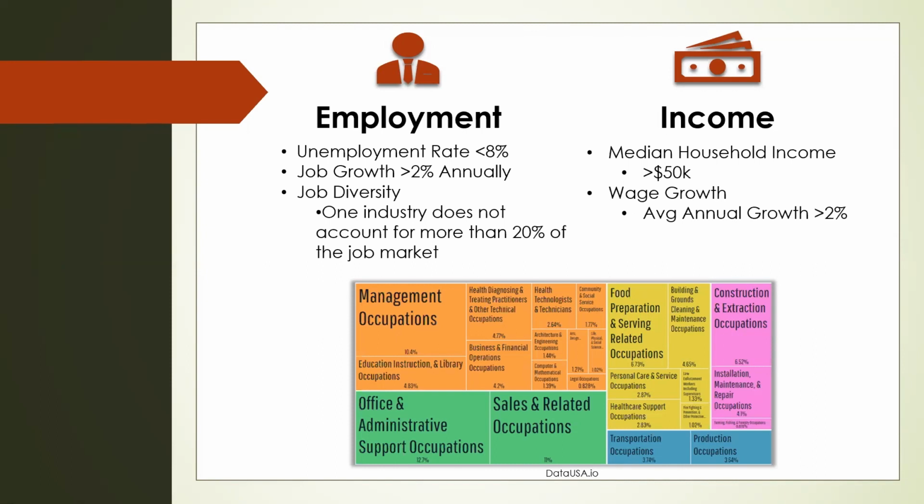We look at income. We want to see the median household income greater than $50,000, with a wage growth of 2% annually or greater. That's the annual growth. We'll have another slide in a little bit, showing you how that can all work and what we look for, to make sure that they can afford their rents. It's important to make sure that you're not trying to get rent on a property where the household just can't afford it. So that's another important aspect to keep in mind.